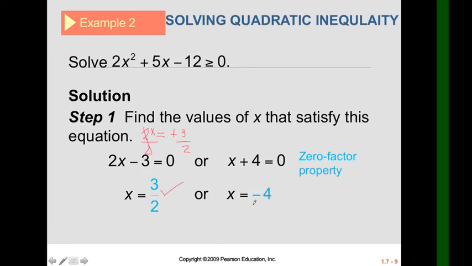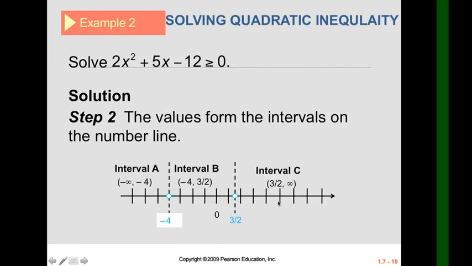So, magiging negative 4. Correct. So, we have 3 over 2 and negative 4. So, for the intervals, again, so we have negative 4 and 3 over 2. Tama. Bakit inuna ko yung negative 4? Kasi mas maliit siya, di ba? Okay, so mamaya i-shade natin yung mga yan.